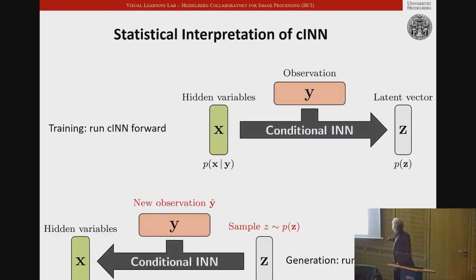So this is the forward pass. In the forward pass, we take the true observation, because we have training data, to transform X into Z's and make sure that the Z's have the desired distribution P of Z. And in the backward pass, we use the true X and the true Y from the training data. Now we only have the Y, the observation, and then we sample from Z, run the whole thing backwards, and get a sample from the posterior distribution of X given Y.